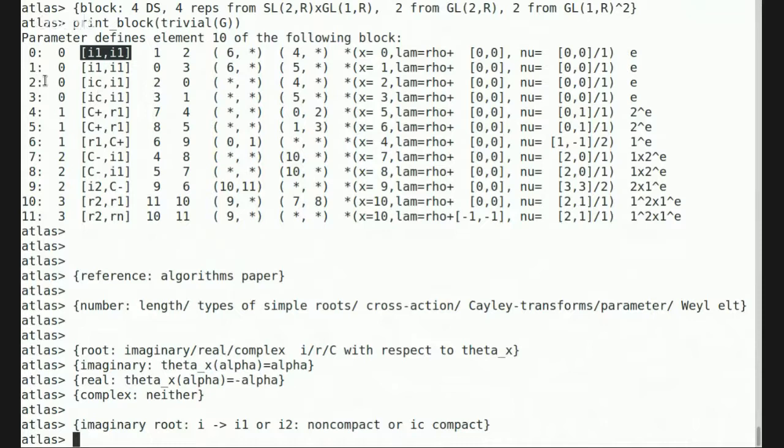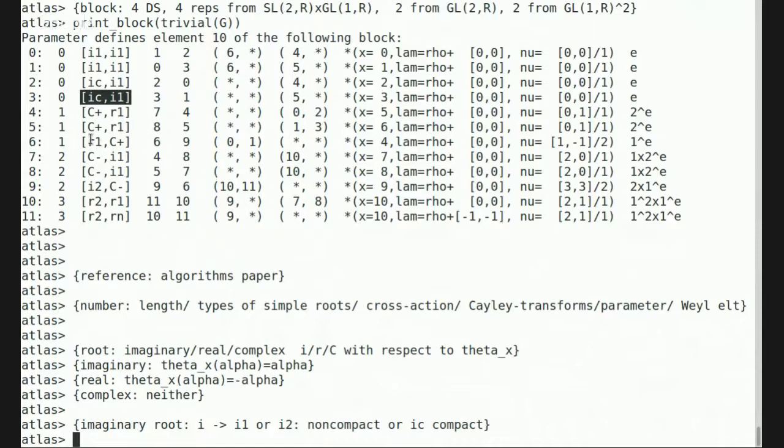All right. So these four discrete series, if you look, the first two are like that. This next discrete series, it's still a discrete series because both simple roots are imaginary. But one of them is compact and one of them is non-compact. So that's a different kind of discrete series. This is actually a holomorphic discrete series. And this guy right here is the anti-holomorphic discrete series.